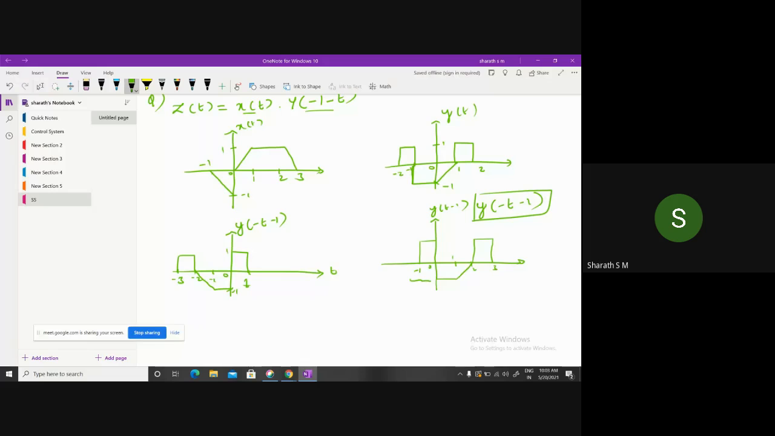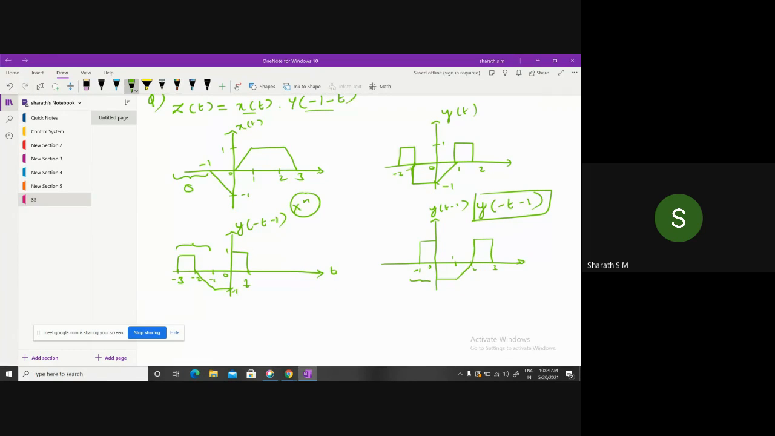So now we need to do the multiplication operation with these two. This is x of t, and this one is y of minus t minus 1. So now just look here. From -3 to -1, we have a variation in the amplitude level. What's the amplitude of x of t from -3 to -1? 0.